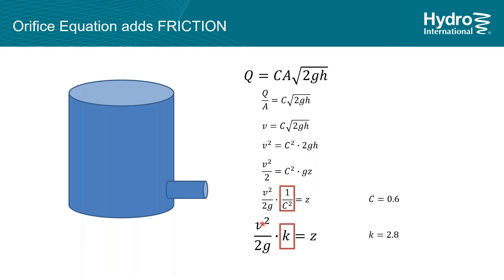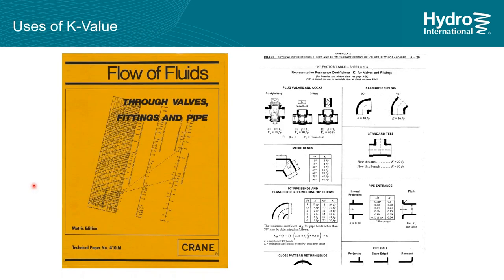1 over C squared is, in this form of the equation, a convenient way to look at it, so convenient that they give it a different name and they call it K. So K is just 1 over the coefficient of discharge squared. And like we were saying, a common coefficient of discharge is 0.6. The corresponding K value would be right around 3. So that's the relationship between the coefficient of discharge and K. K value is, again, a super convenient way to talk about losses through a pipe network, through friction.